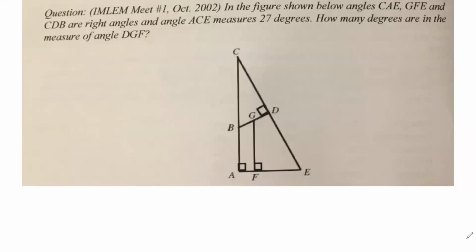Okay, in the figure shown below, angles CAE, GFE, and CDB are right angles. Angle ACE measures 27 degrees. How many degrees are in the measure of angle DGF?